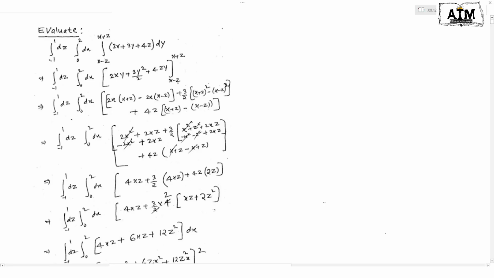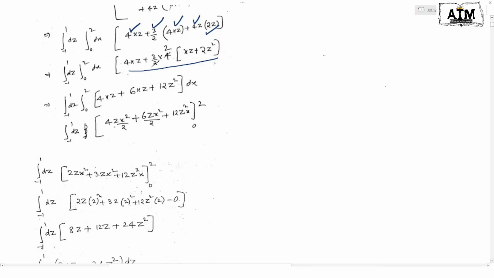After doing integration, the limits, here is upper limit x plus z, lower limit x minus z, putting the limits here and simplifying. After simplification, we get here 4xz, 3 by 2, 4xz and 4z multiplied by 2z. On simplification, we get this much. So we got 4xz and 6xz and 12z square.